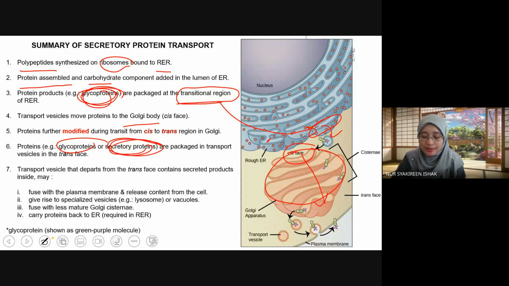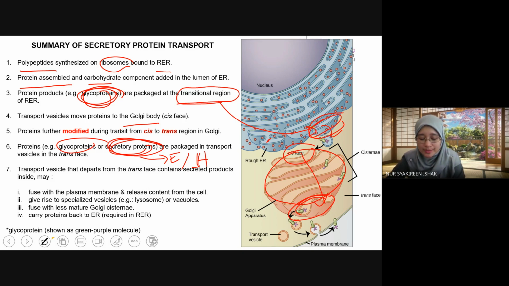Secretory protein here can be enzyme. It can be hormones, hormones that are made up of proteins such as insulin. Ada hormon yang komponen dia protein. Ada hormon yang komponen dia adalah lipid. So secretory proteins are packaged in transport vesicles at the trans phase. So kalau ER tadi transitional region, kalau Golgi, we call it as trans phase.